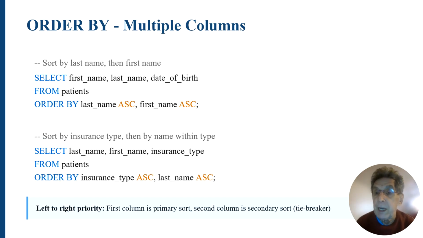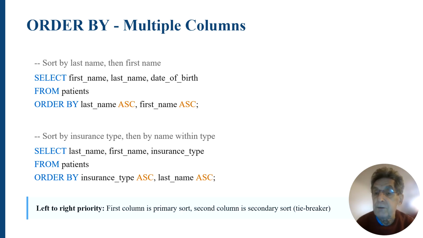You can sort by multiple columns, and this is often necessary to get meaningful results. For example, sorting patients by last name, then by first name within each last name. This is how you'd expect a patient directory to be sorted. All the Smiths are together, and within the Smiths you have Alice before Bob before Charlie. A second example, sorting by insurance type, then by last name within each insurance type. You might use this to generate patient lists organized by the payers.